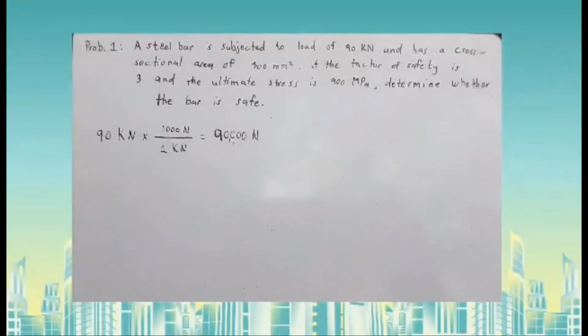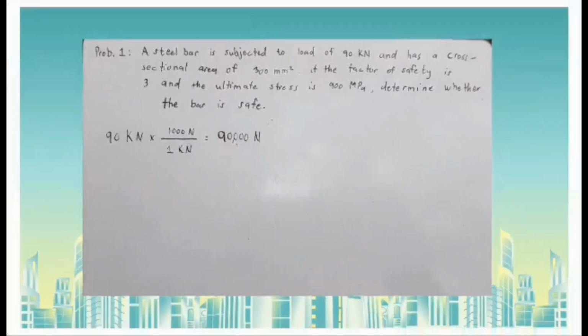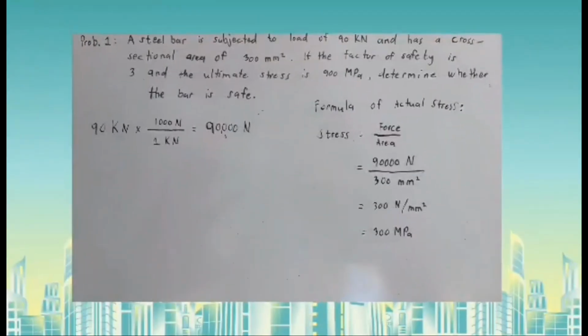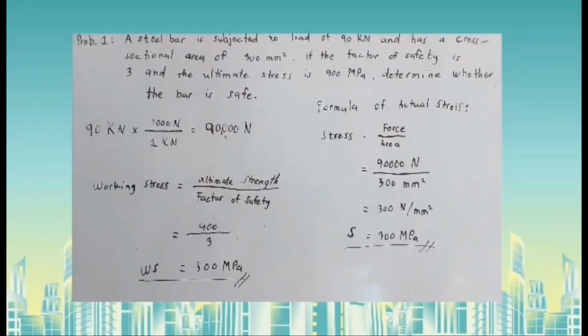So here is the solution of problem number 1. Step 1. We convert the load into Newtons. Step 2. We compute actual stress with the formula: stress equals force divided by area. Step 3. We compute working stress with the formula: working stress is equal to ultimate stress divided by factor of safety. So it means the bar is safe but exactly at the limit. There is no extra safety margin in case of unexpected loads.